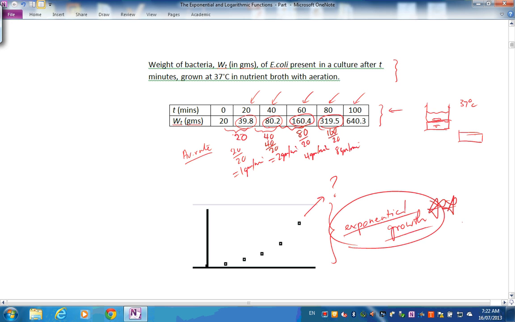Its rate of change is increasing. In fact, we can say more. Its average rate of change is proportional to the amount present. In other words, the more you have, the greater the rate of change.